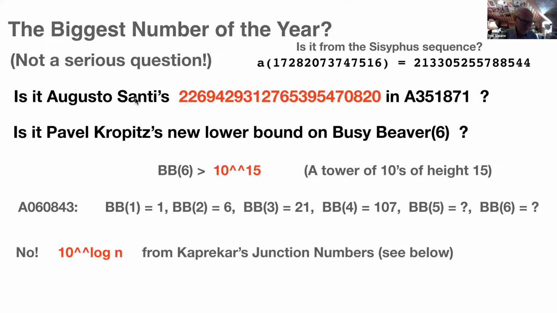Well, Augusto Santi's sequence was actually bigger, 10 to the 21 or 10 to the 20. But there's an even bigger new number that came up. Pavel Kropitz found a lower bound on the busy beaver number for 6, BB of 6. He showed it's at least 10 double up arrow 15, meaning a tower of 10s of height 15. So that's a pretty big number.